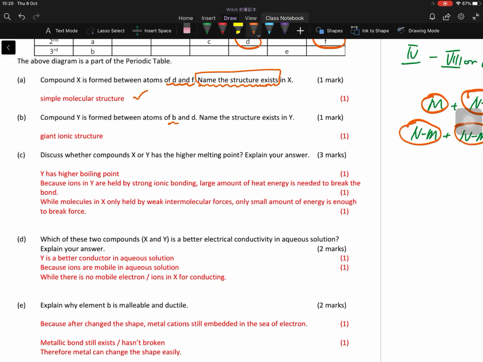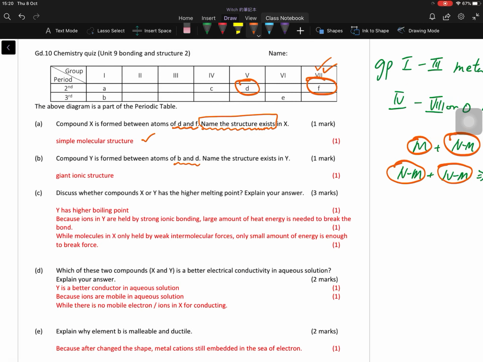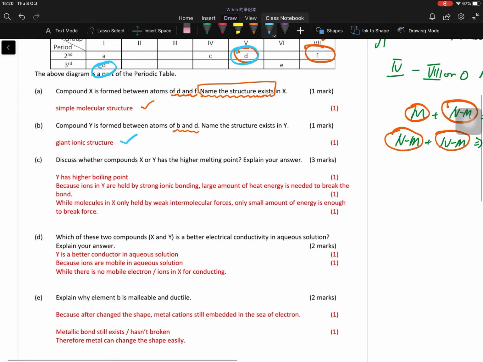The second one is between boy and dog. So let's check. This is boy, this is dog. So a metal reacts with a non-metal. So good, there is an ionic structure. Next one is which one has the higher melting point, and explain your answer.